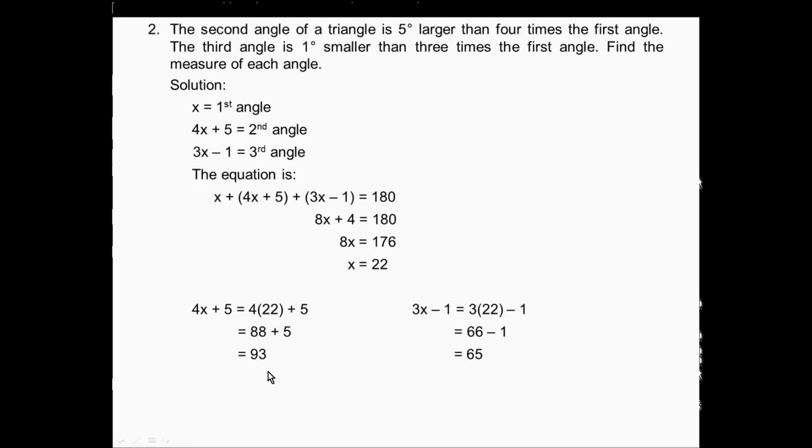Now as a quick check, will those three numbers add up to be 180? If they don't, something is wrong. Now if I put them in order of first, second, third angle, it's going to be 22 degrees, 93 degrees, 65 degrees. Now again, if you were asked for the smallest angle, that's 22 degrees. The largest angle is 93 degrees.